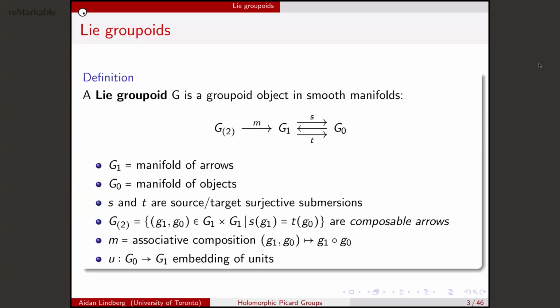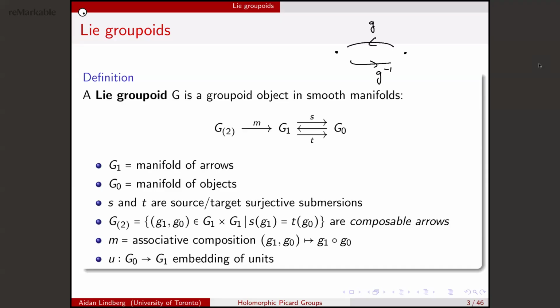Okay, so for us, the basic object is going to be this thing called a Lie groupoid. And a Lie groupoid is just a groupoid object in the category of smooth manifolds. For those of you that don't know, a category is a thing which has objects, dots, and arrows between those dots, and it's called a groupoid if every arrow has an inverse arrow. So it's a category with invertible morphisms. It's an internal category, an internal category in manifolds.